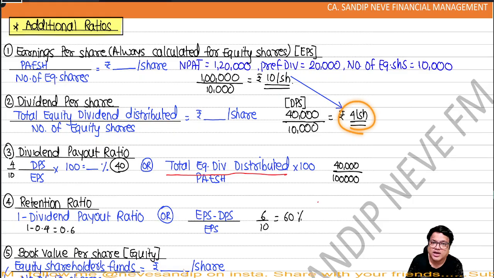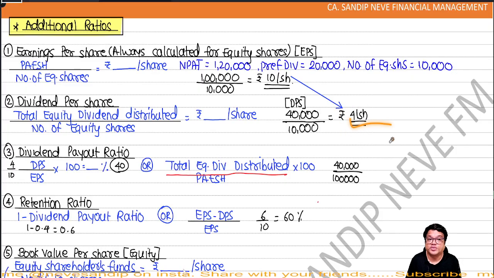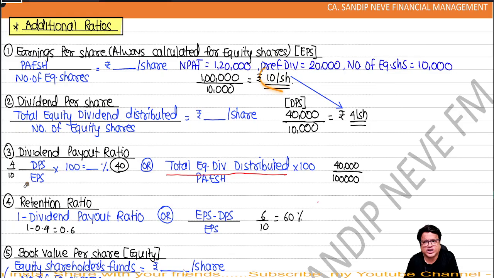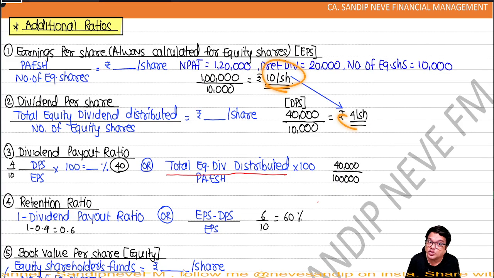So 40,000 divided by 10,000, it will be 4 rupees per share, dividend per share. Acha guys, you tell me, how much did you pay per share? 4 rupees out of 10 rupees. 40%. So you have DPS upon EPS, as you can see. Or, well, sir, I don't want to do it this way, sir. I want total price and total dividend. Do it, the ratio will come same. 40,000 by 1 lakh. How much? 40%.